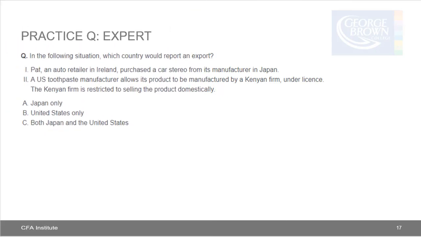So here's a practice question from the learning ecosystem, and it's at the expert level. The question is, in the following situation, which country would report an export? Number one, Pat, an auto retailer in Ireland, purchased a car stereo from its manufacturer in Japan. Number two, a U.S. toothpaste manufacturer allows its product to be manufactured by a Kenyan firm under license. The Kenyan firm is restricted to selling the product domestically. So which country would report an export? A, Japan only, B, United States only, or C, both Japan and the United States?